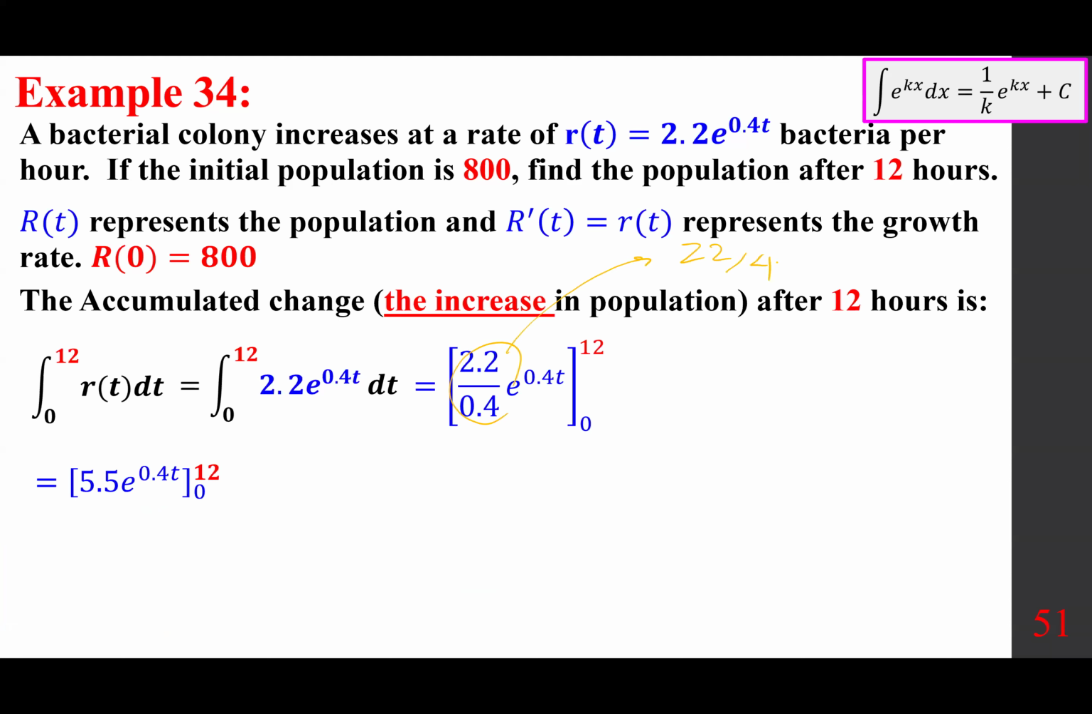You evaluate this by plugging in 12 and then 0. So 5.5 e to the power 0.4 times 12, or 4.8, and this is e to the power of 0, or 1. And you plug it into a calculator, it gives you a number such as this one. And because we are looking at the population of bacteria, we are going to go with the whole number. And when you go with the whole number, you just do the rounding accordingly. This is 8.